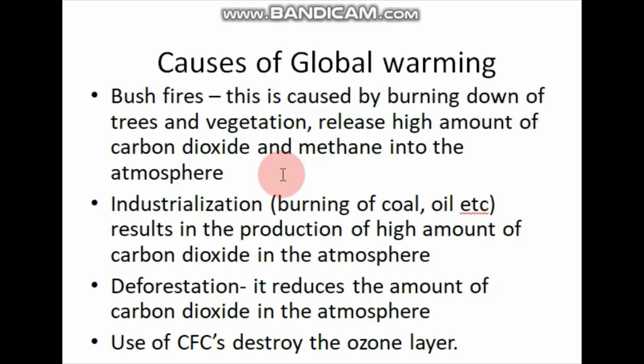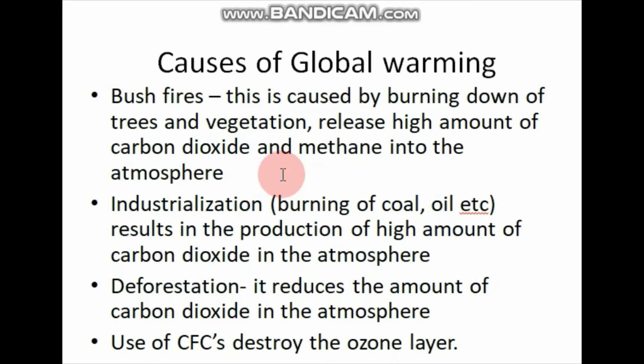So you could see in one of the pictures or diagrams illustrations that we did where we have industries there, so they burn most of this coal. We're talking about deforestation. As said earlier, we cut down the trees to build houses, to produce furniture and the likes. So it also increases the amount of carbon dioxide in the atmosphere. Then the use of chlorofluorocarbons also destroys the ozone layer.